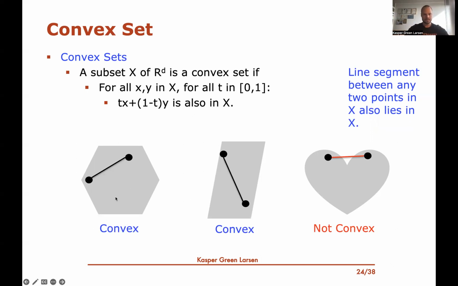Right, so that's the case over here. It's the case here. If I pick any 2 points in here, the line segment lies inside the set. Whereas for this heart here, the line segment between these 2 points does not lie inside the set, so this is not a convex set.